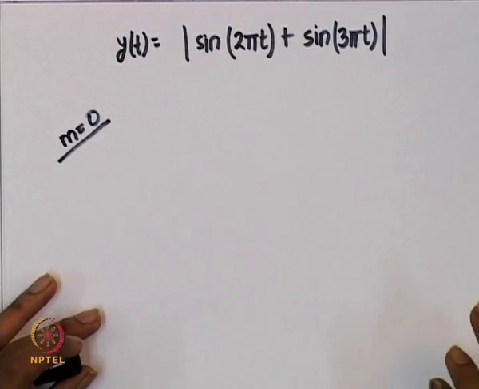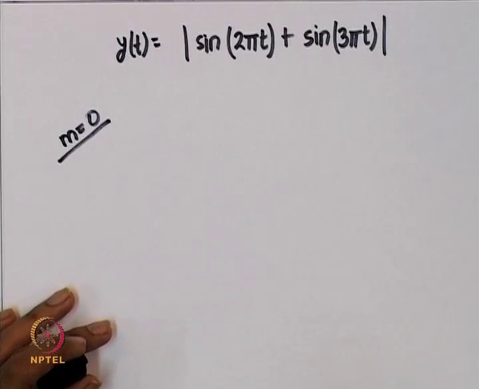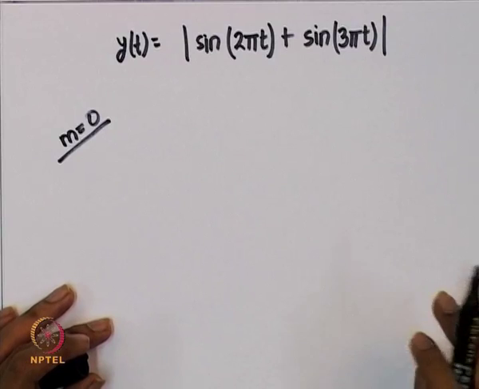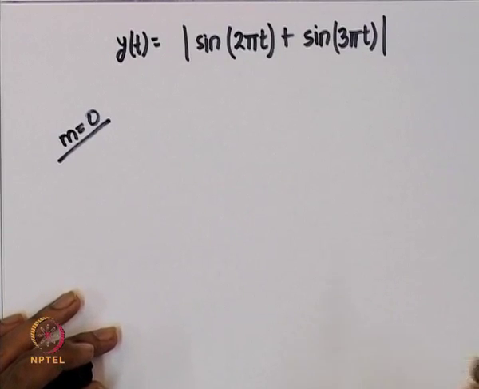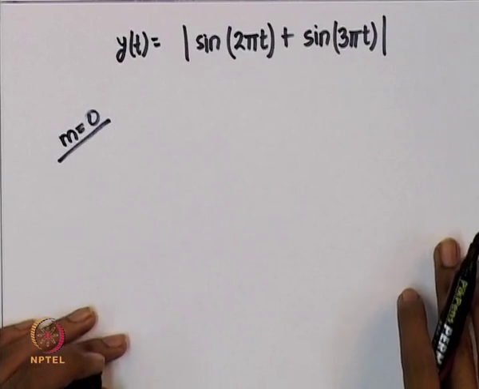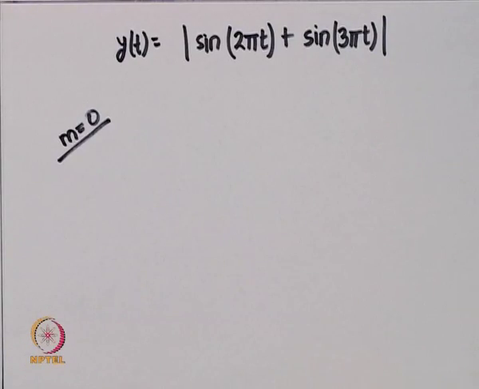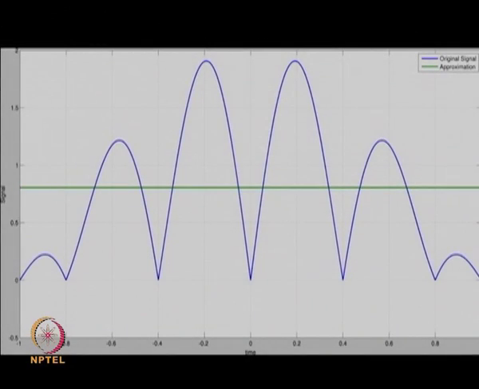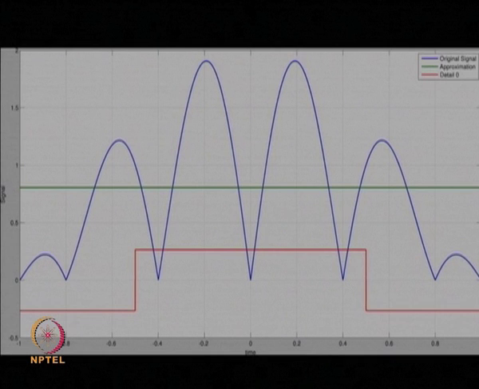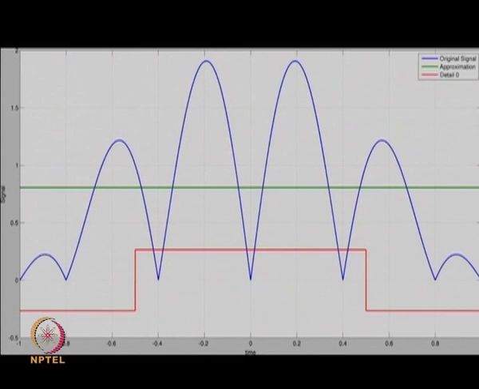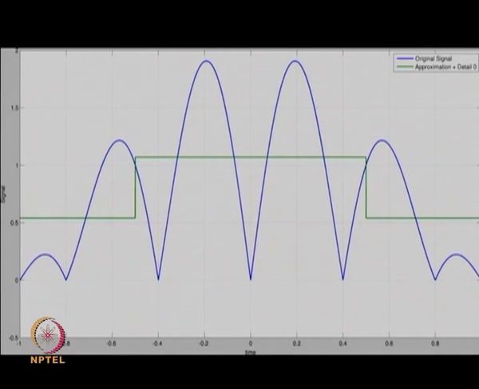Note that the function looks very similar on both sides of 0 because the original function is symmetric about 0. Now we add the detail function to this approximation, that is the projection of the original signal onto the W0 subspace, and this is shown in red. When we add the approximation and the detail function, we get a better approximation to the original signal, which looks like this.